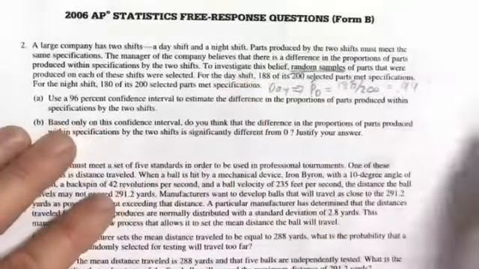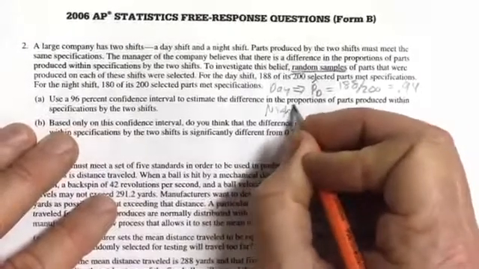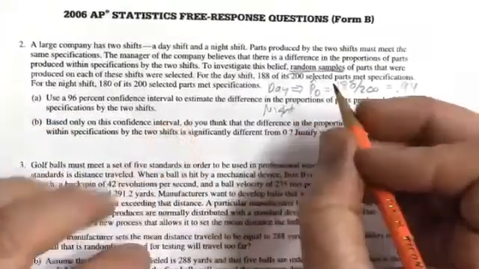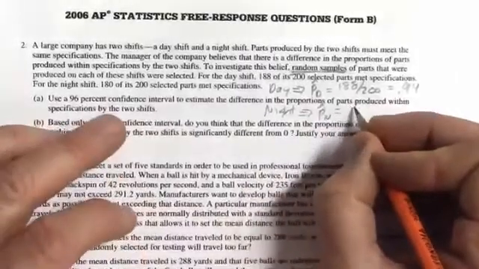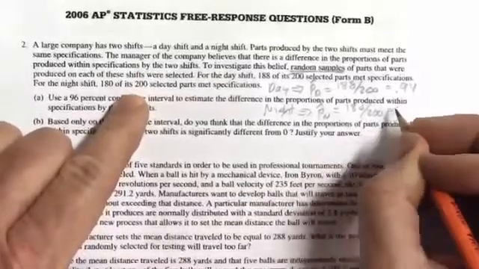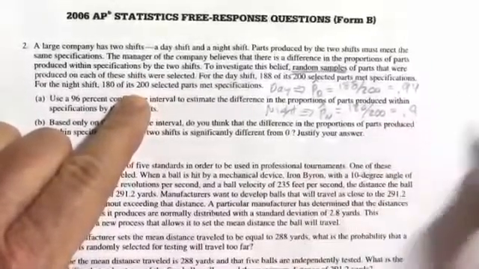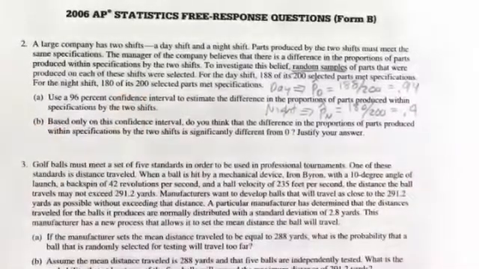And so for the night shift, and they're going to give you a lot more room than this. They're going to give you a lot of room to answer the question, by the way, in the exam. So our p hat for night is 180 out of 200. And so that would be equal to 0.9. And so 4% or 0.04 would be our estimate of our difference.